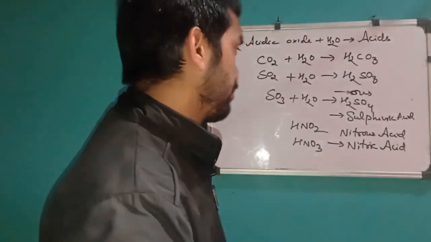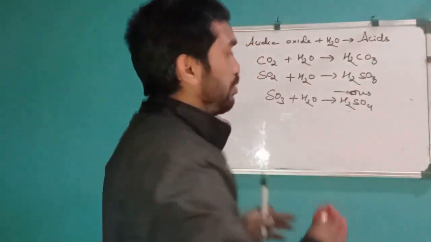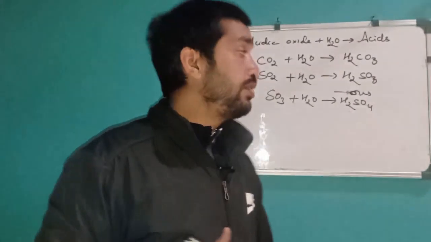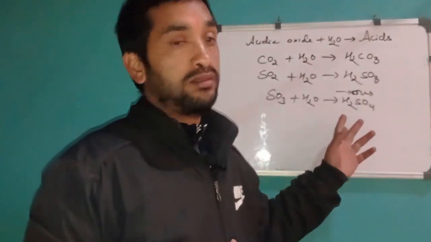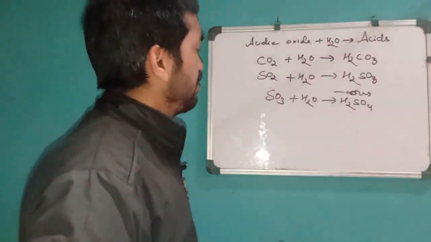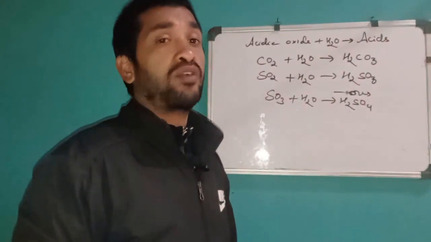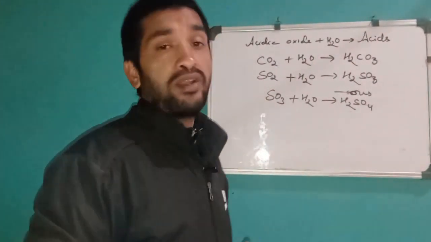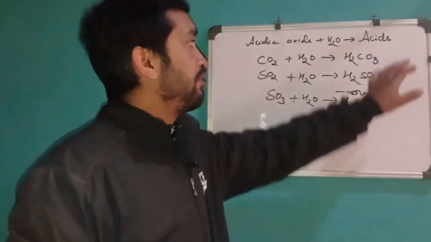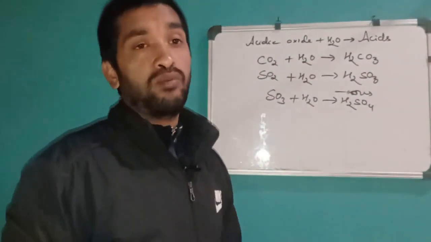So in this way, whenever you make an acidic oxide react with water, you get an acid. Sorry for the interruption, some technical faults were there. So we were on this part, sulfurous acid and sulfuric acid. In the same way you can take nitrogen dioxide and make it react with H2O, then it will give you nitric acid or nitrous acid. So in this way you can make different acids, but the standard reaction is: acidic oxide with water gives acid.